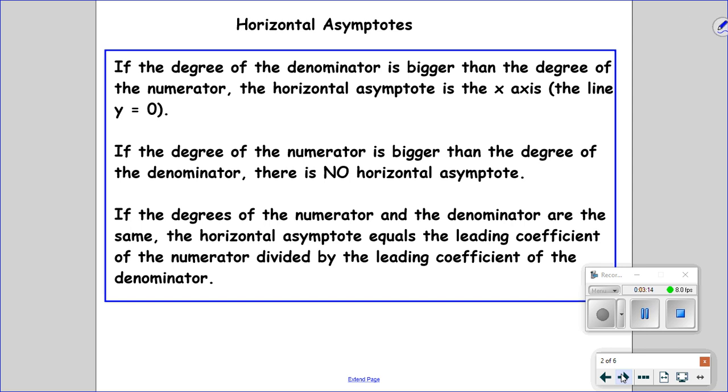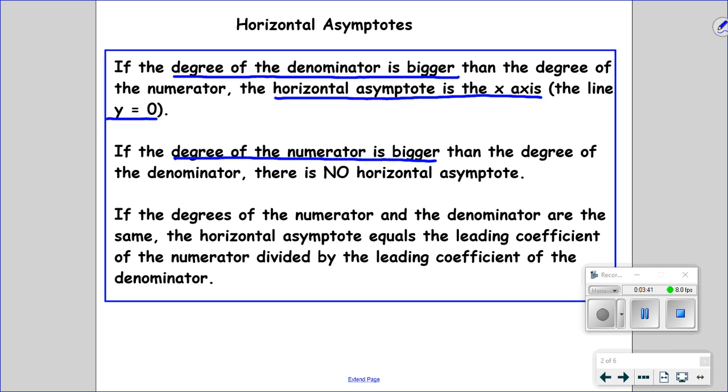If the degree of the denominator is bigger than the degree of the numerator, then the horizontal asymptote is the x-axis. The equation that represents the x-axis is y equals 0, so the HA would be y equals 0. Another possibility is that the degree of the numerator is bigger than the degree of the denominator. In that case, there is no horizontal asymptote. There is another possibility that I'll show you later.